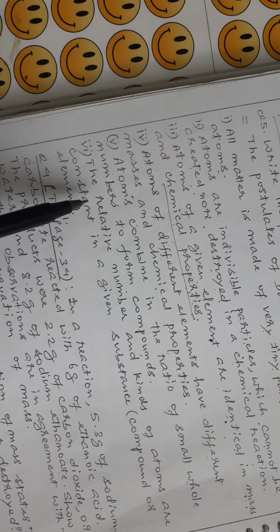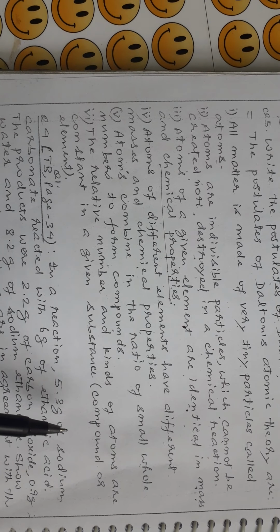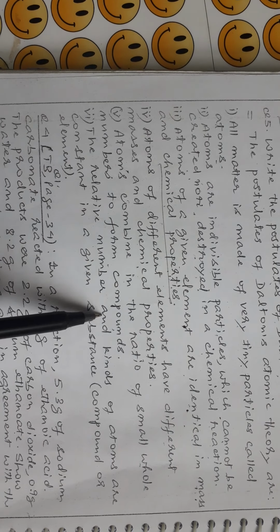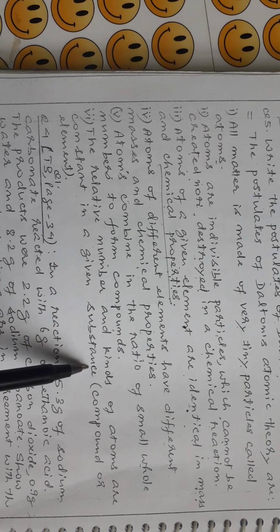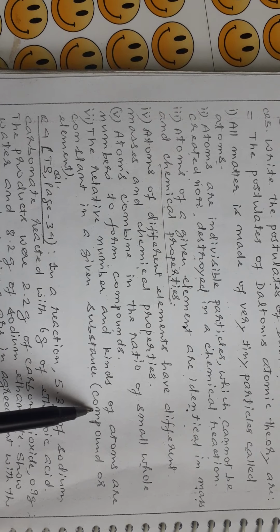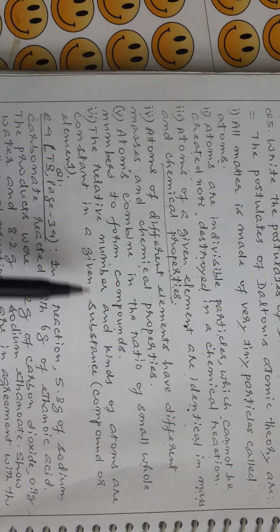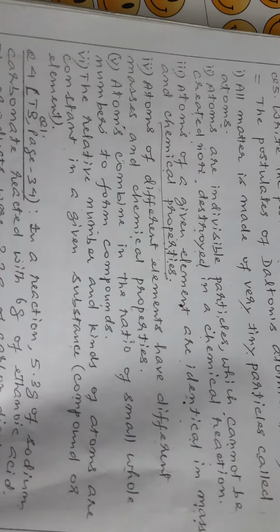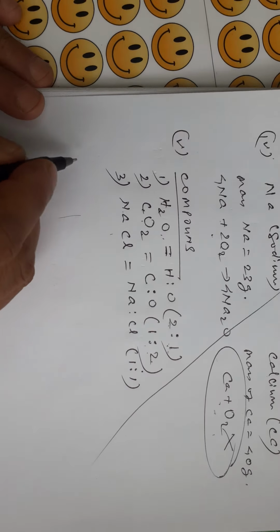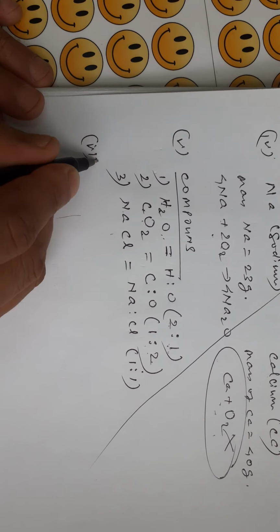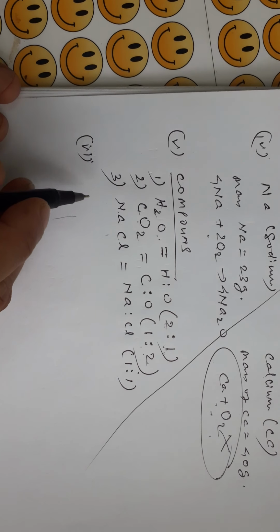The last point in Dalton's atomic theory is: the relative number and kinds of atoms are constant in a given substance, in a compound especially, or an element also. This is just a repetition of point number 5, I think, but then it's okay.